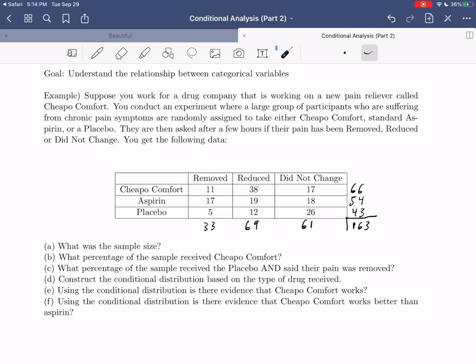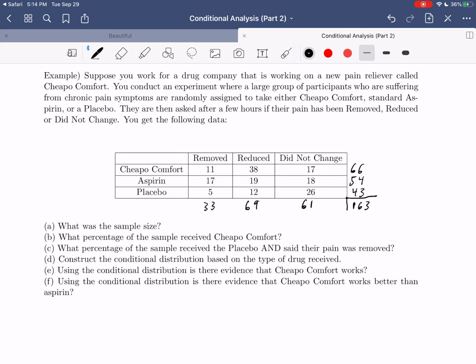All right, so we haven't even started trying to answer the questions. We just wanted to get those totals on there because they're going to be useful to us. They're good summary things to have, and they're going to help us answer some of these questions.